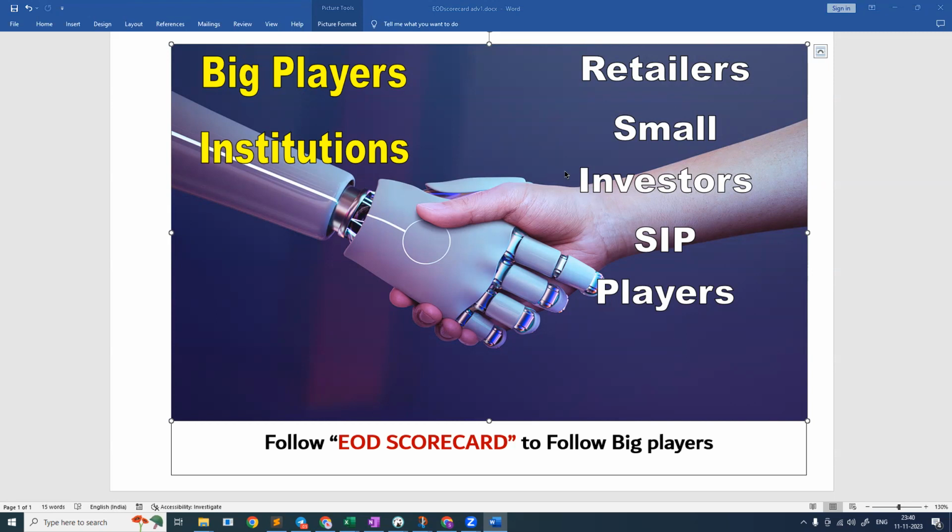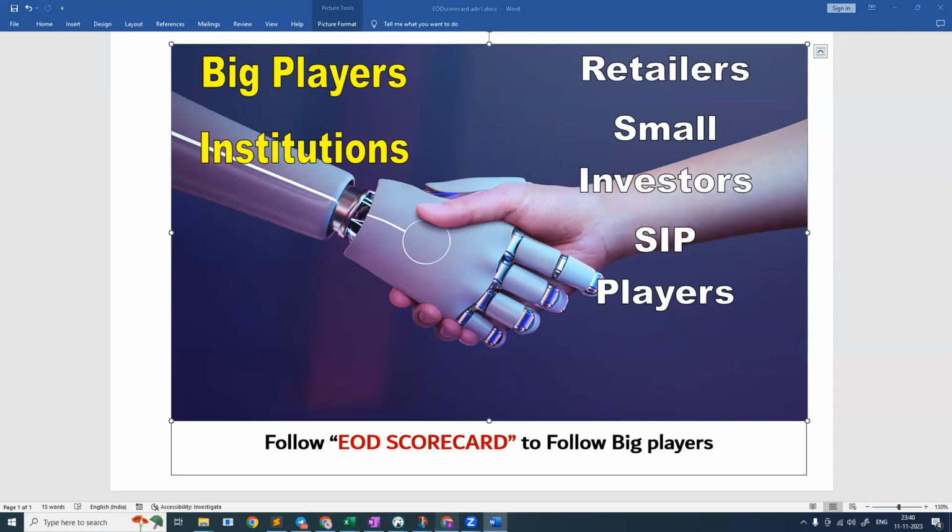And this image that you see is a message to small players that let's follow, let's join hands with the big players, institutions, and let's not fight, because if we fight with them, the money that we lose is their profit. So with that, let me quickly talk about how we see or read the information using the EOD scorecard.